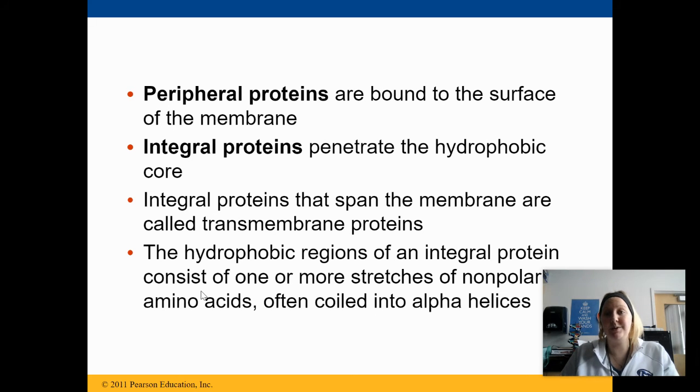Peripheral proteins are those that are found on the surface of the membrane. They do not cross both sides. They may cross one side. You can have an interior or an exterior peripheral protein.